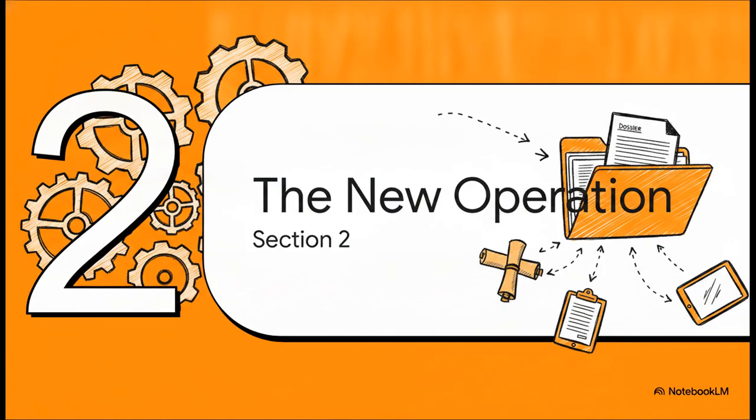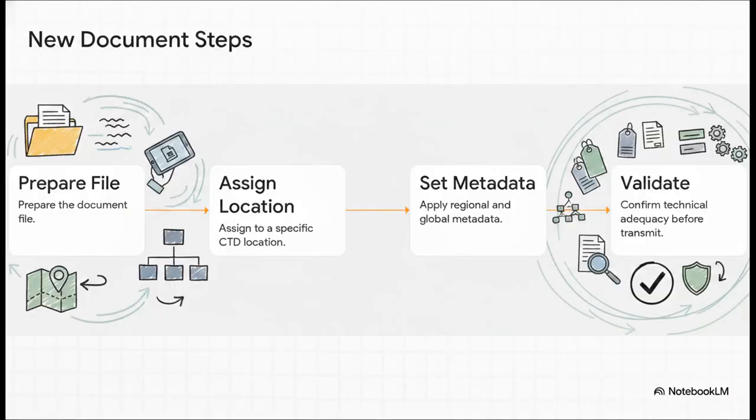Moving right along to Section 2, the new operation. Let's look at the first stage of our document's journey. When you're submitting content that hasn't been in the application before, you just follow 4 practical steps. Step 1, prepare your file. Step 2, assign its exact CTD location. Step 3, set your metadata. And step 4, validate. Just keep in mind, new here means a completely new context of use. You're giving a document a job it hasn't done before in this app, so there's no prior reference being superseded.